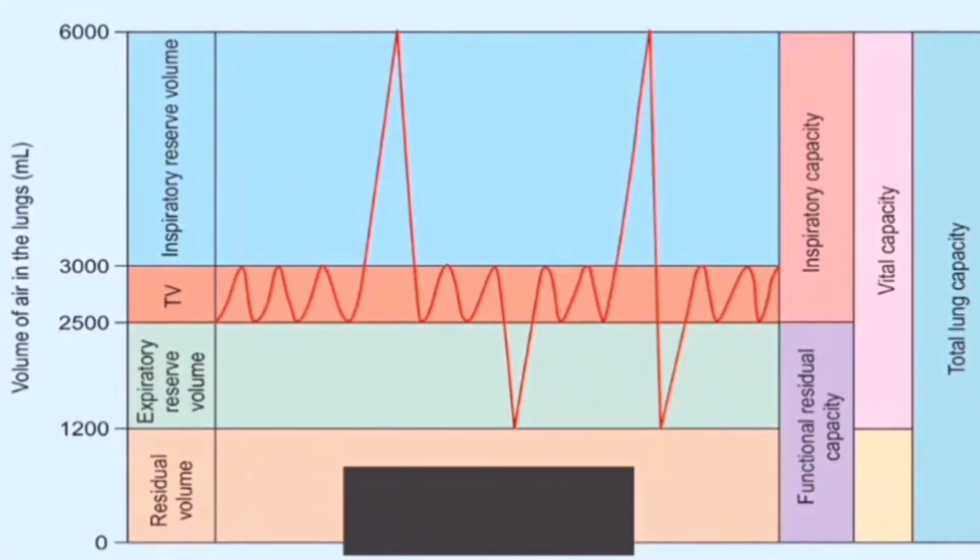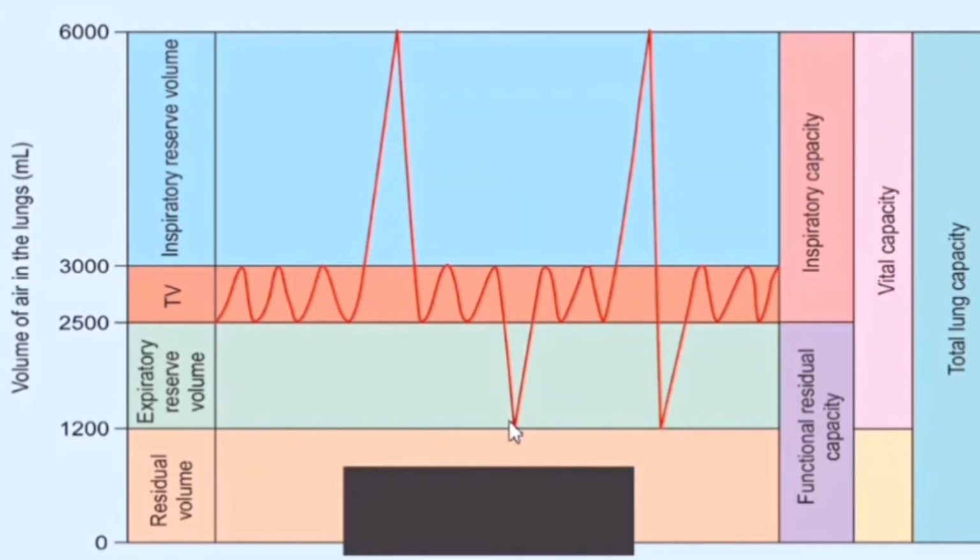In between, you can see the second line. This is the resting inspiratory level. This is the maximum inspiratory level, this is the resting inspiratory level, this is the resting expiratory level, and this is the maximum expiratory level. So we have mainly 4 lines you have to see: maximum inspiratory level, resting inspiratory level, resting expiratory level, and the maximum expiratory level. This is the maximum expiration.